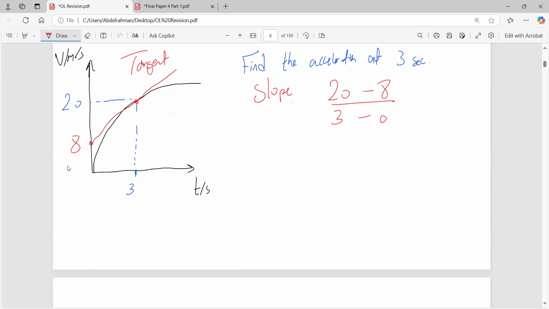Okay, for acceleration or deceleration, you must draw a tangent line for this graph, for a non-uniform acceleration or non-uniform deceleration. So the slope now is 20 minus 8 over 3, which is 12 over 3, meaning 4 meters per second squared. This is the slope that you are required to find for this question. Okay, good.